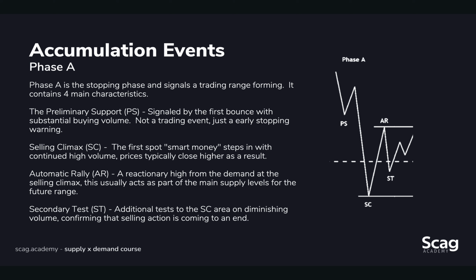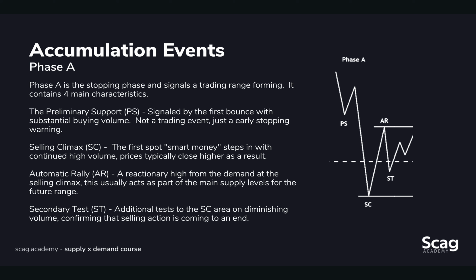So starting with phase A here is the stopping phase and signals a trading range forming. It contains four main characteristics, the first one being the preliminary support. This is signaled by the first bounce with substantial buying volume. It's not a trading event, it's just an early stopping warning. Then we have the selling climax. This is the first spot that smart money steps in with continued higher volume. Prices typically close higher as a result.